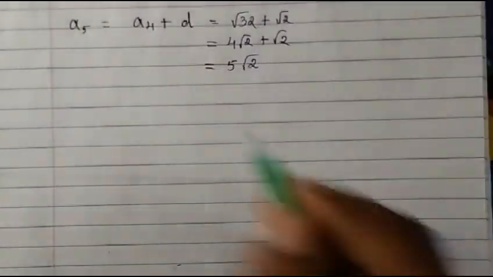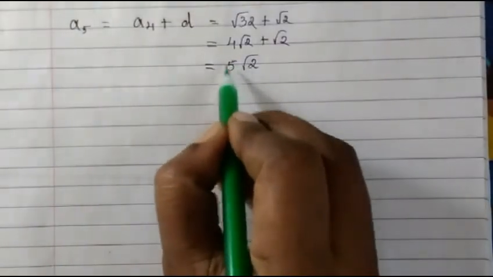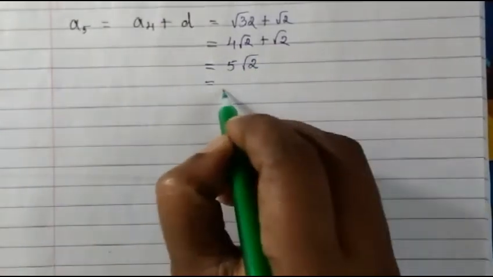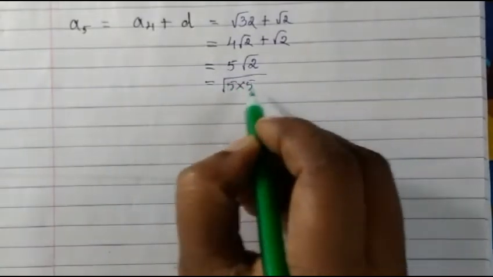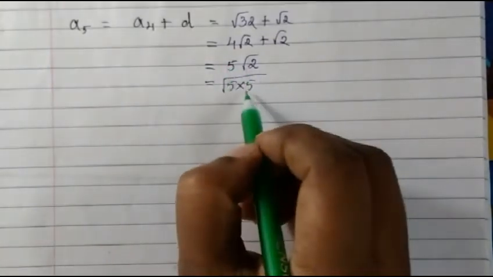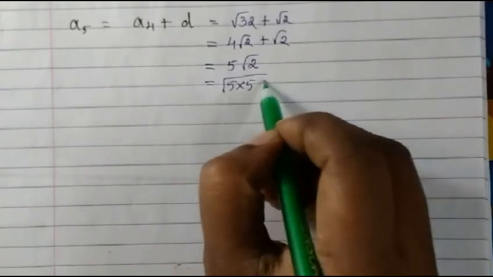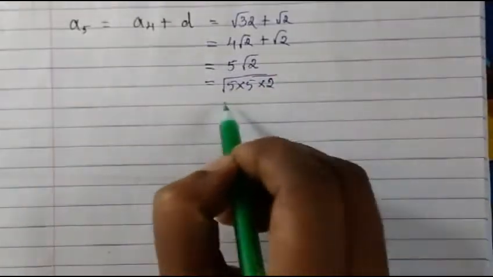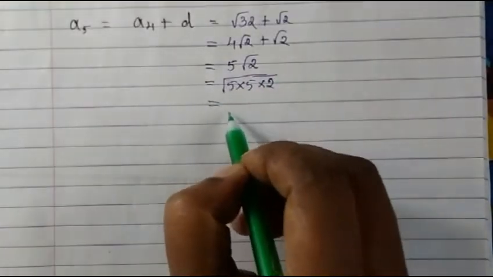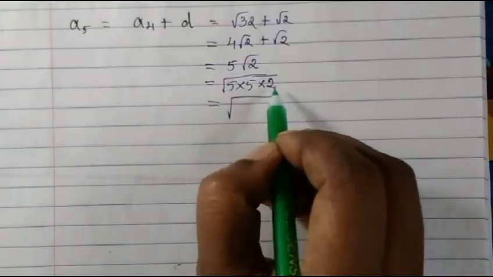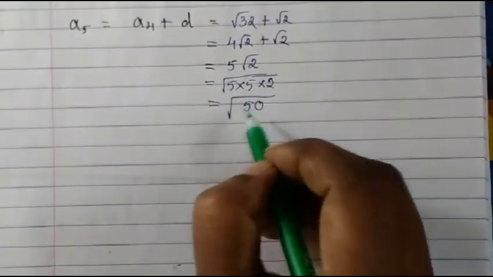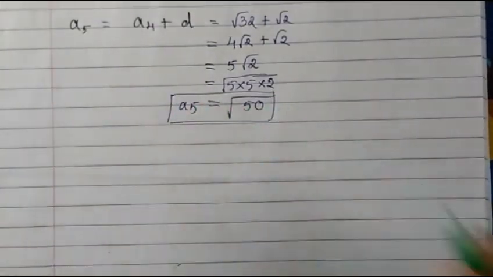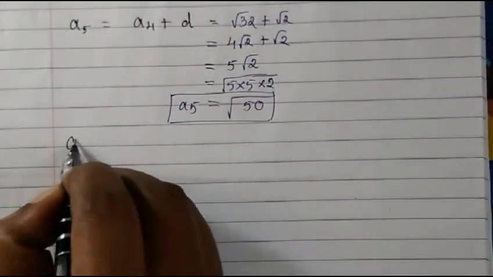So same rule we apply here. This is 5 outside. When it comes inside the root, it will become 2 times, right? When it is pairing only, we take it out, and when we bring it inside, it will become 2 times. Then we have this root 2 inside. So this will give us what? 5 5s are 25. 25 into 2 will give us 50. So this is our A5. Now let's do for A6.